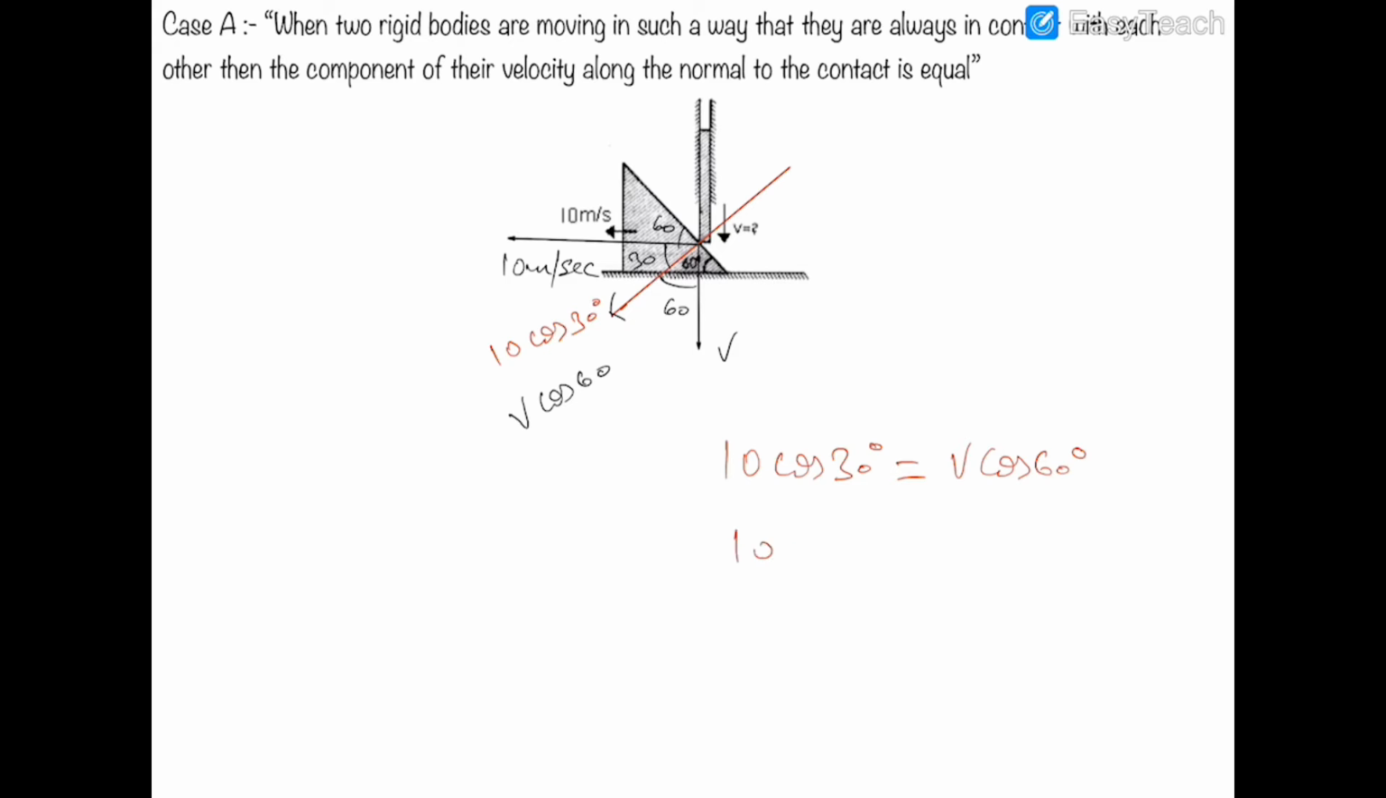Now 10 into cos 30 is root 3 by 2, and V cos 60 is 1 by 2, and V will be equal to 10 root 3 here. So this is the required downward velocity of the rod when it is restricted to move only in y-axis, and the wedge is restricted to move only in x-axis.